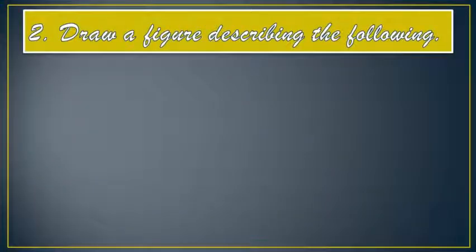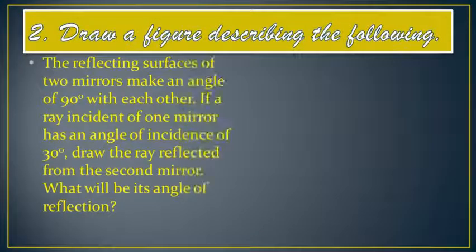Our next question, that is question number 2. Draw a figure describing the following. So here the question is given to us and we have to draw the figure or a diagram according to the given data. So let's see the question. The reflecting surfaces of two mirrors make an angle of 90 degrees with each other, and if a ray incident on one mirror has an angle of incidence of 30 degrees, draw the ray reflected from the second mirror. What will be its angle of reflection?